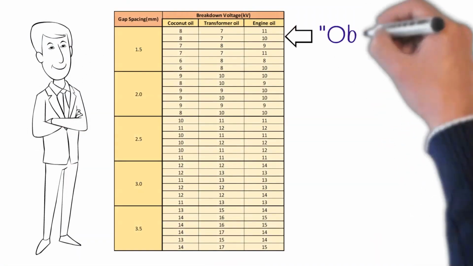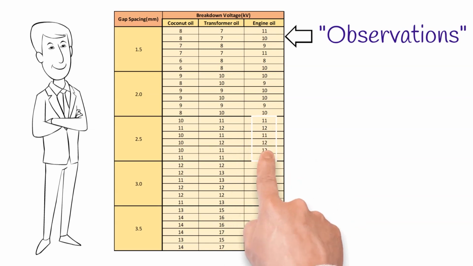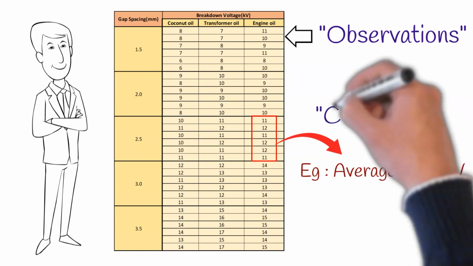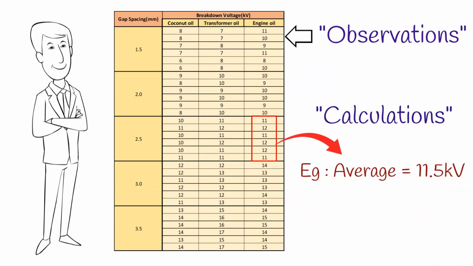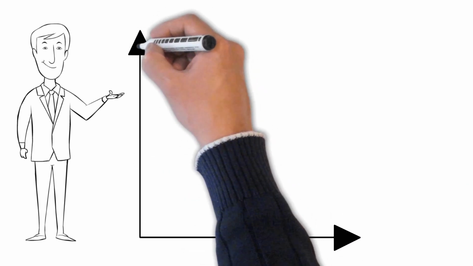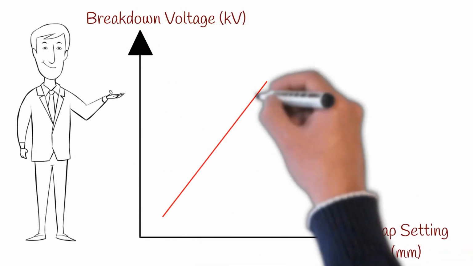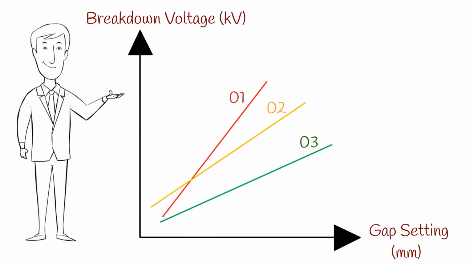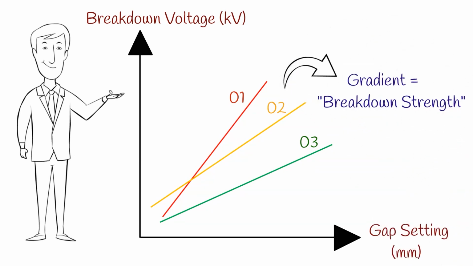So these are the observations of this laboratory session. Here I have given 6 readings by each gap setting, and you need to take the average of them and prepare another table under the calculations section of your lab report. Then you have to plot 3 graphs, breakdown voltage versus gap settings for the 3 oil samples, and please make sure to draw them on the same graph sheet for the sake of comparison. Finally, you need to calculate their gradients separately and compare them under the analysis section of the lab report. Later on, you can proceed with the discussion as well.